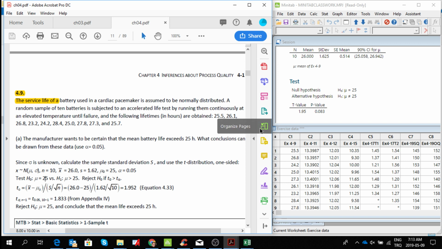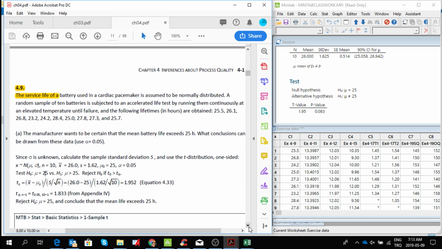Okay, so the manufacturer wants to be certain that the mean battery life exceeds 25 hours. What conclusions can be drawn from this data? And we are asked to take alpha equal to 0.005. We are going to first do this by hand, and then we are going to do this using Minitab, and you're going to see how easy it is on Minitab. So first of all, sigma is unknown, so we are going to calculate the sample standard deviation S, and we are going to use it in the t-distribution.